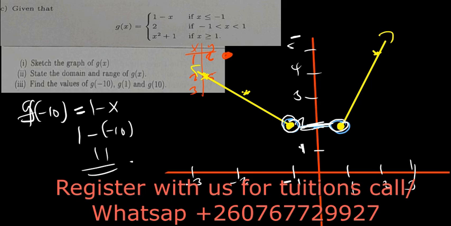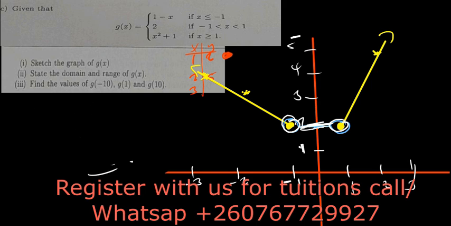What of g of 1? Which function includes 1? It's the third one, because it's saying x is greater than or equal to 1. So 1 is included. So put 1 where there is x. G of 1 will be equal to 1 squared plus 1, which is 2.